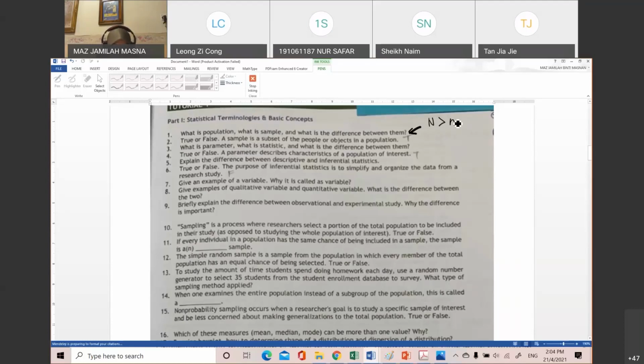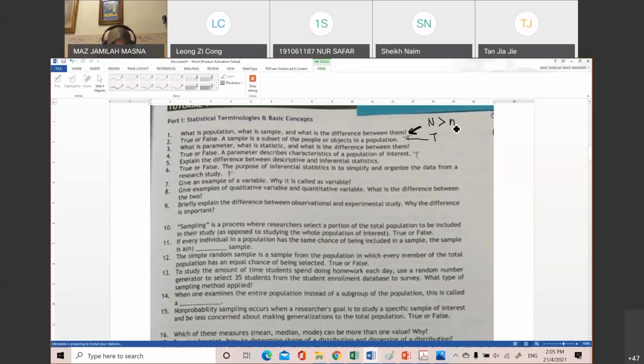What else? If you're talking about the size, the number of sample will be smaller than your population. The other difference is the coverage: your sample covers a subset of your population, whereas the population will cover everyone in your data set. Now, next, true or false, a sample is a subset of people or objects in a population. Definitely it is true, right?